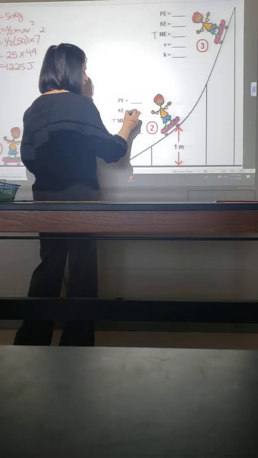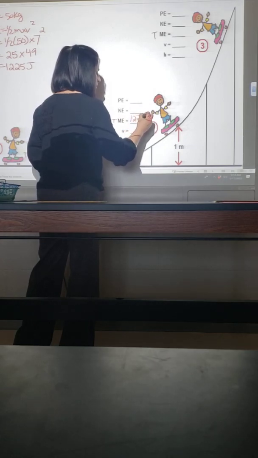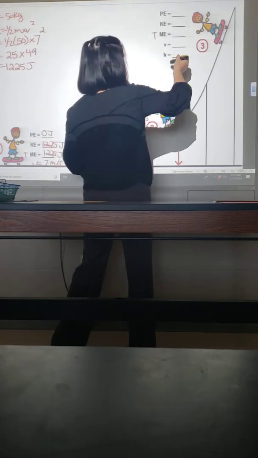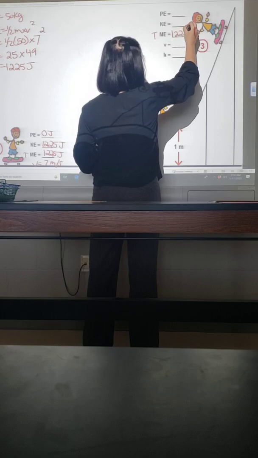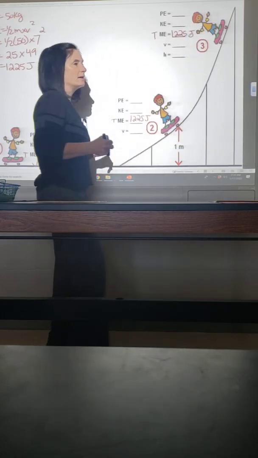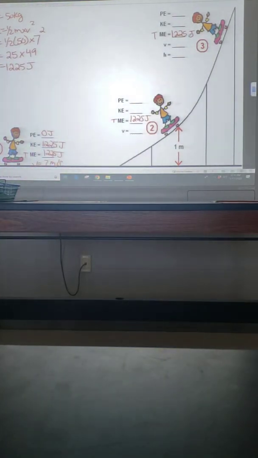So with the energy diagrams, the bars stayed the same height, but now that we actually have a number for that energy, we can fill that in. So that 1,225 is going to be our total that we're going to reach at every position or every step of this ramp problem. Good so far? Okay, so now we have everything completed for part one.